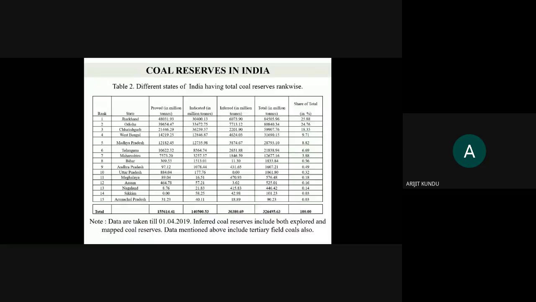Now you can see coal reserves in India. You can see the state-wise distribution of coal in India. Jharkhand is on the top, then Odisha, Madhya Pradesh, West Bengal. You can see West Bengal is on the fourth position in terms of coal reserves in India.